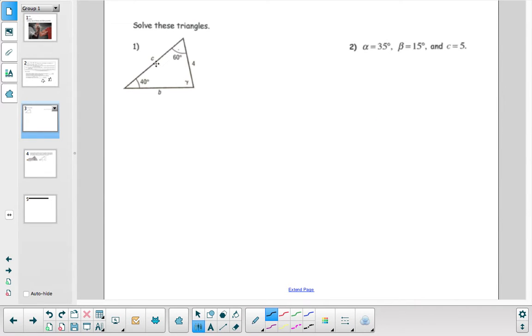The key here is to make sure you're lining things up correctly. You need to find the pair that you're given. Are you given a pair of the angle and the side that go together? In this case, that pair is B and 40 degrees, and 4. So we're going to take sine of 40 over 4, and now we're going to set it equal to one of the other pairs. Right now we have the 60 degrees, so let's do that one.